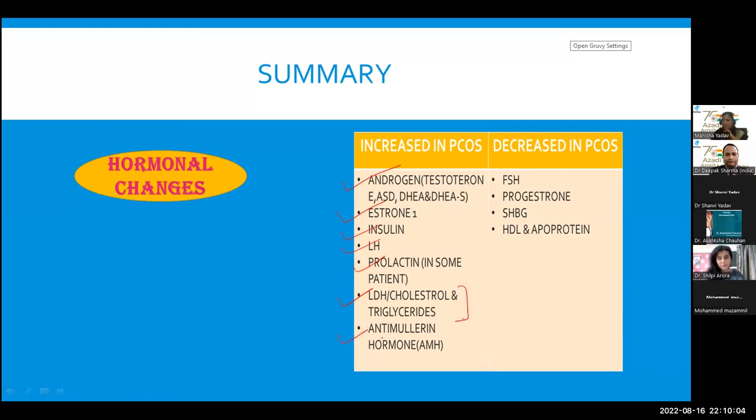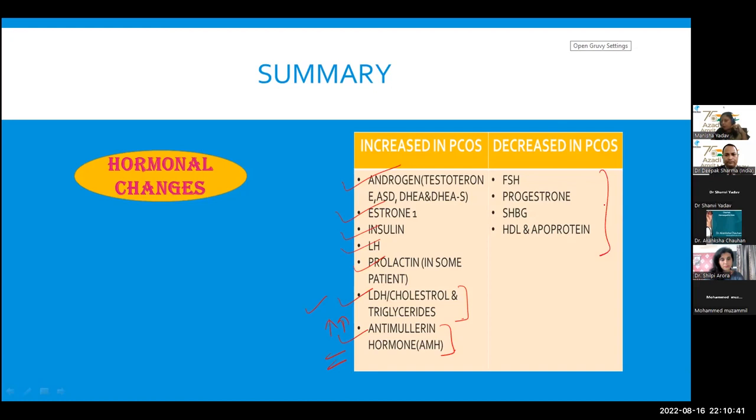And AMH is anti-Mullerian hormone. This is a hormone which is secreted from the small antral follicles. The more small antral follicles are present in the ovary, the more AMH there is. In PCOS, you have seen there are many small, more than 20 antral follicles, so the AMH level is always increased in PCOS. But it is not a criterion for diagnosis, because it is not included in the criteria to diagnose PCOS. So AMH is increased in PCOS, but it is not a definitive criterion for diagnosing PCOS.